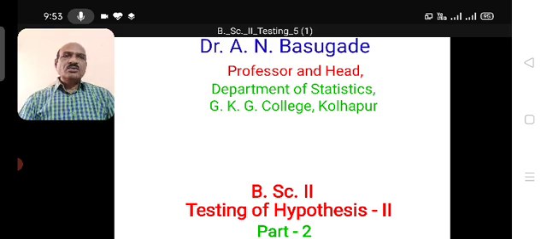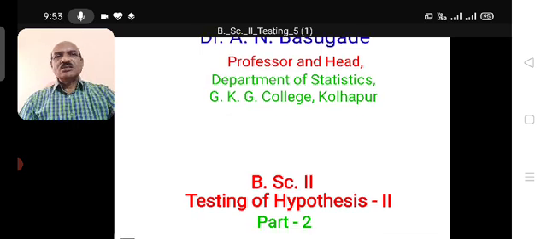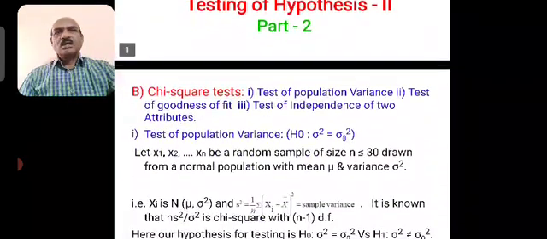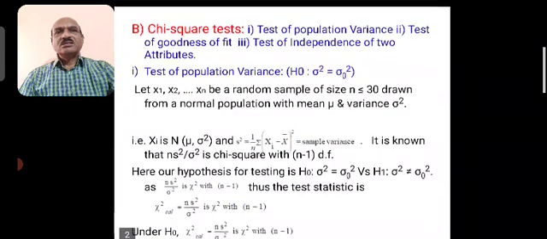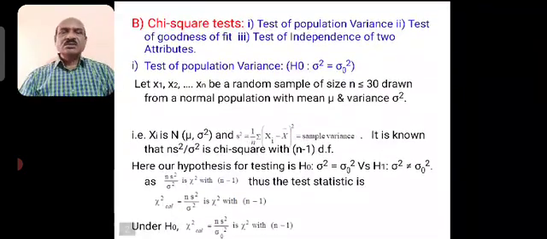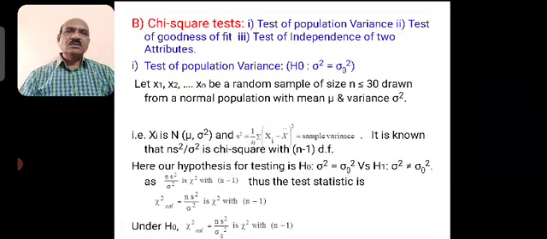Today we are going to deal with testing of hypothesis 2, and that too the second part. In part 1 we discussed small samples and the t-test. The first test we studied in the previous part is testing of population mean. The second is testing of equality of two means and the paired t-test. That way we have seen the t-test.